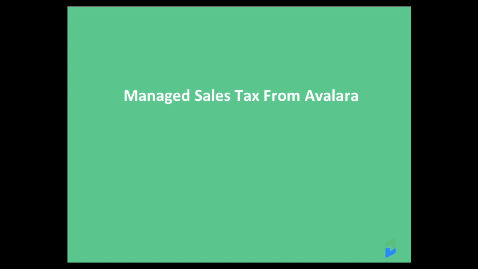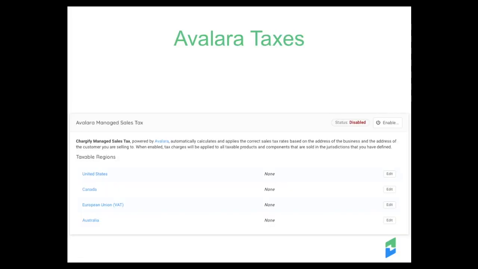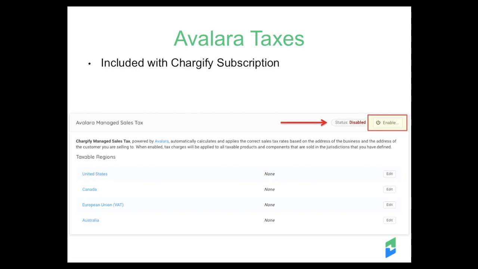While it is easy for you to set up custom taxes, many of our merchants use the optional automatic managed sales tax solution we offer from Avalara. This service is included with your Chargify subscription at no additional charge. Before you can enable this automatic solution, you must specify both your complete billing address and which regions are taxable.